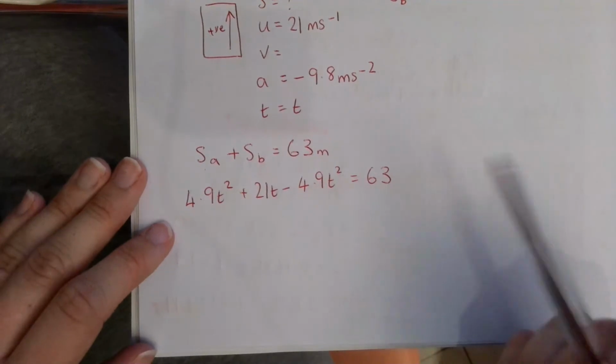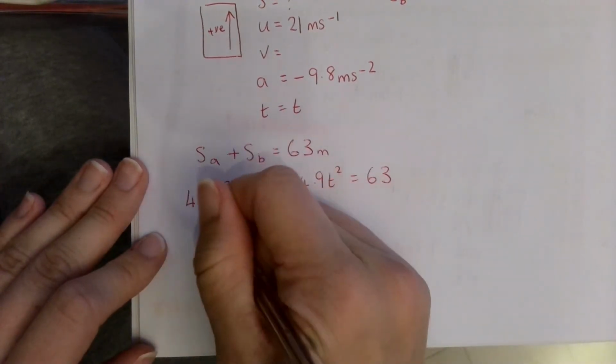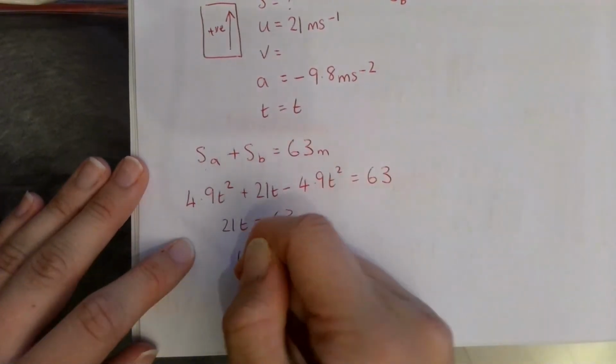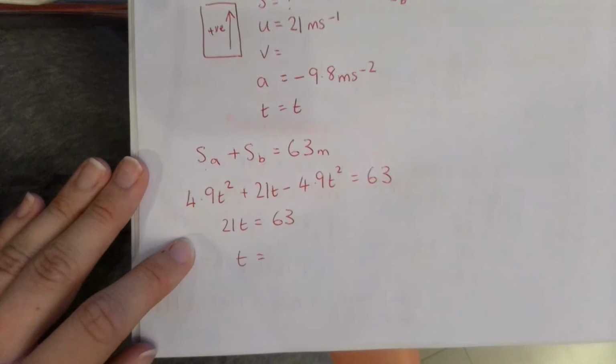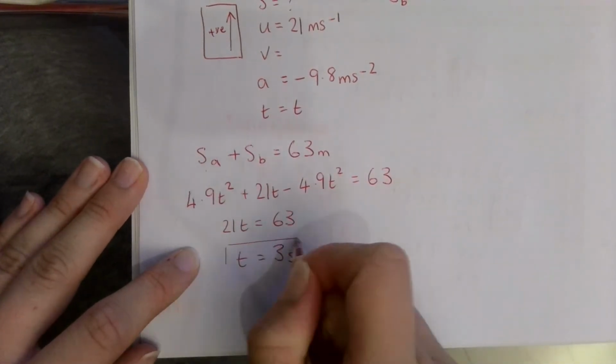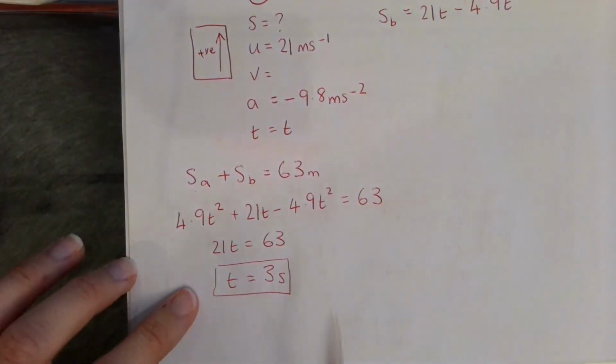Well, actually, this is working out really nicely because that 4.9 and this 4.9 are going to cancel each other out. So I just get that 21t is equal to 63. And therefore I can say t is equal to, well, 63 divided by 21, hopefully you can do that in your head, is 3 seconds. So after 3 seconds, that is the point when the two balls collide. So I found the time when the balls collide. However, that's not quite there.